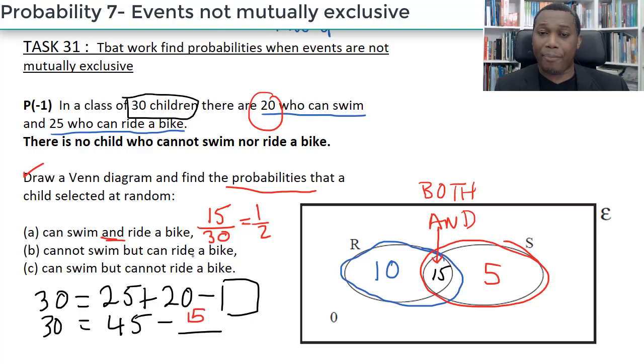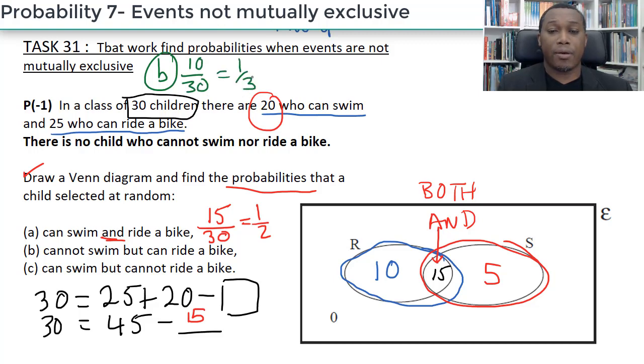I'm cramped for space, so I'll put the answers up here. For part B in green, I'm putting it up here. It's going to be 10 on 30, which we could simplify to a third.